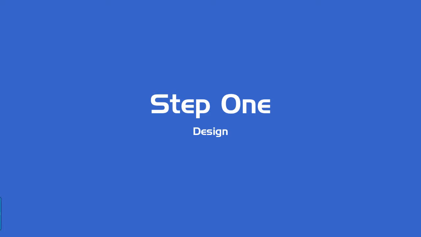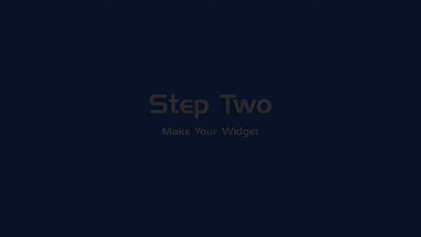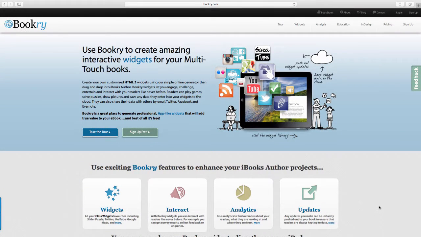Whatever the case may be, we recommend taking out pen and paper and designing exactly what you want your widget to do before you move on to step 2. Step 2 is where you will actually make your widget. The easiest way to make a widget is to go to bookery.com and use some of their predefined, easy to use, easy to create widgets.